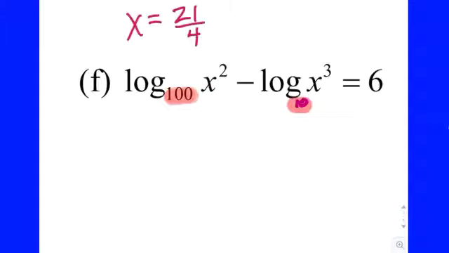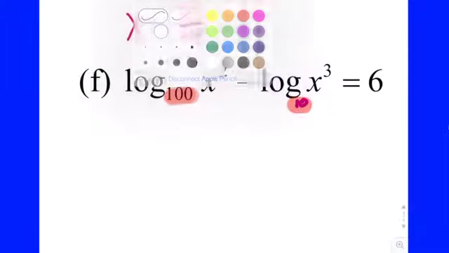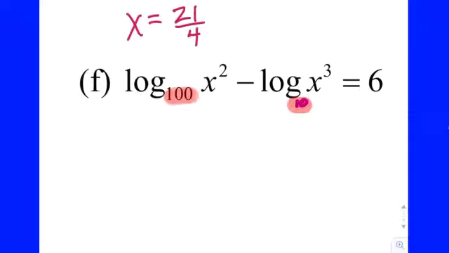So I wrote the 10 there. We have 2 options. We can write, or 3 actually. We can write them both in terms of base 100. We can write them both in terms of base 10. Or we can elect to write them both in terms of some third-party base. Natural log. Very good. When in doubt, natural log.